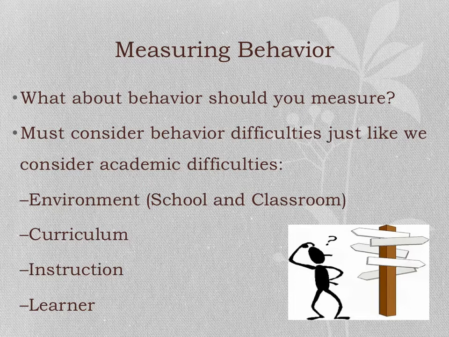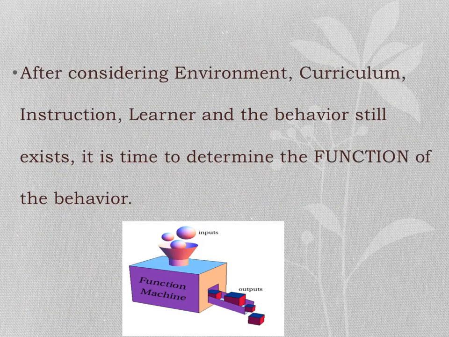We must consider behavior difficulties just like we consider academic difficulties. And therefore, we should look at the environment in terms of the school, classroom, and sometimes even home. We should look at the curriculum, the instruction, as well as the learner. So all these aspects are very important, because only then will we get a holistic picture about why the behaviors are occurring and what we need to do in order to reduce or increase a certain behavior.